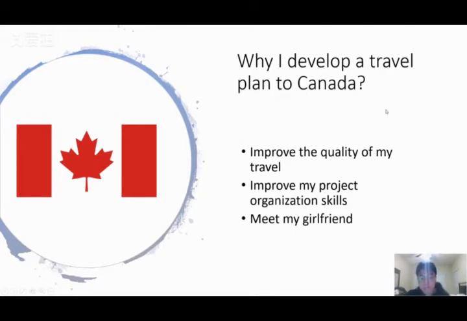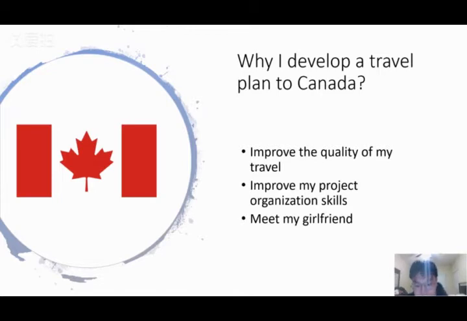The first reason is I think it can improve the quality of my travel. I think travel needs planning. A good travel plan will improve the efficiency of traveling and reduce the probability of risk occurrence. And it can also improve my project organization skills. I think taking the tourist plan as a term plan can help me better understand the content of the project.